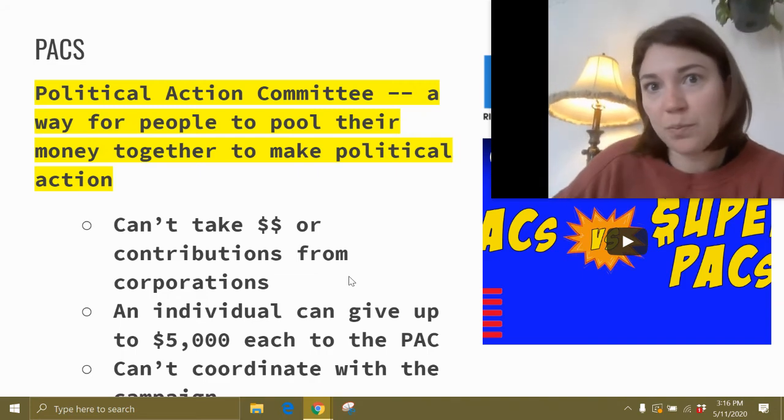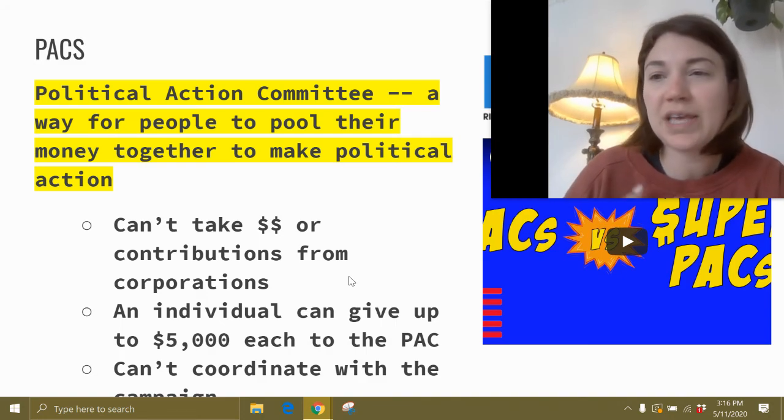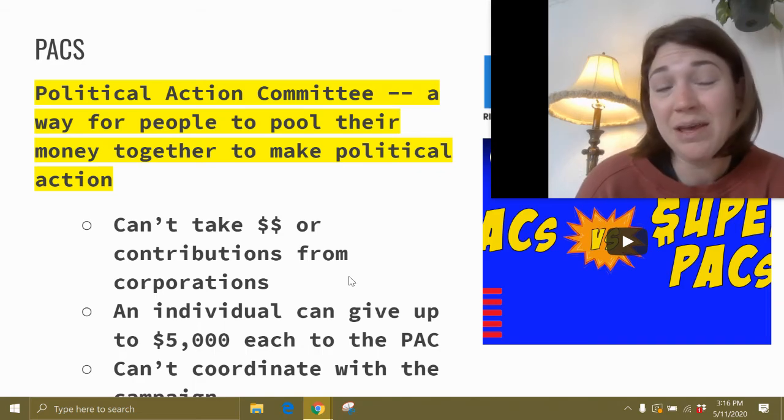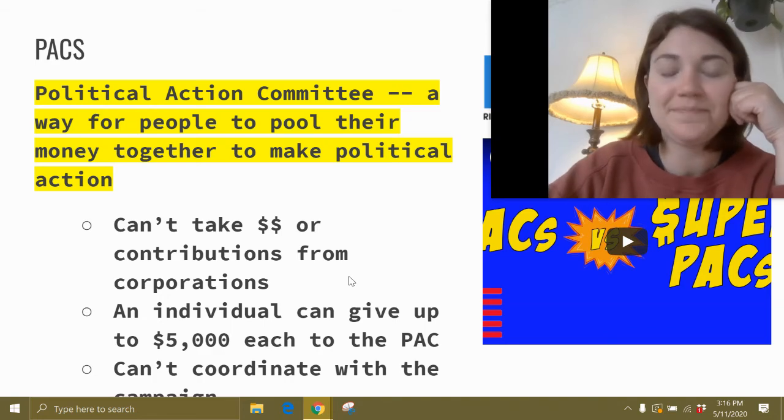CVS would probably support my candidacy because they like what I have to say about smoking. CVS, though, just can't give me money. And they can't give my PAC money because they're a corporation. It's all about separating who can give what.